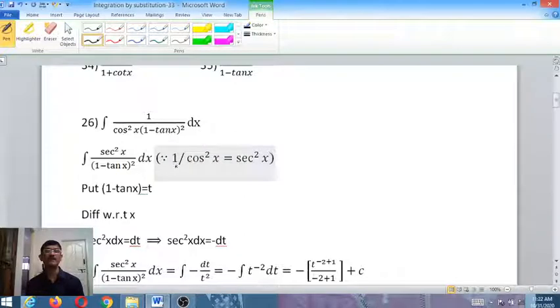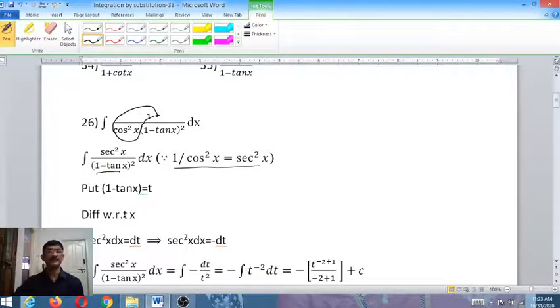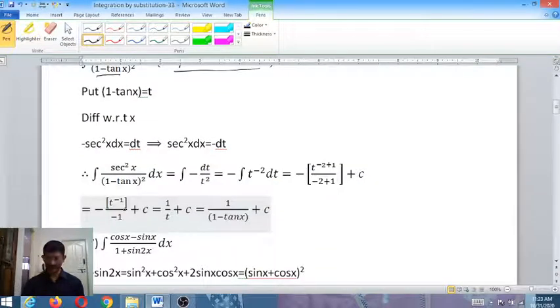We all know that 1 by cos square x is equal to secant square x. So this entire thing, 1 by cos square x is secant square x, divided by (1 minus tan x) whole square. Now take 1 minus tan x equals t. Differentiate with respect to x. What we get here: the derivative of 1 is 0, minus the derivative of tan x, which is secant square x, dx equals dt. So secant square x dx equals minus dt.